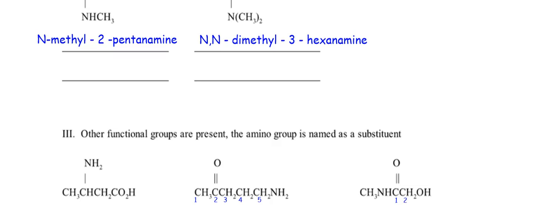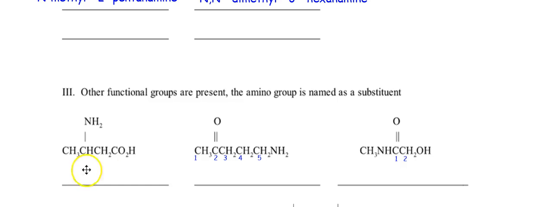So what do you notice in the first one? What functional group would have 2 oxygens and a hydrogen? Isn't that a carboxylic acid? So how many carbons are in my carboxylic acid? I got 1, 2, 3, 4. Well, that's a butanoic acid. So where is my amine group? It's on carbon, excuse me, number 1, 2, 3. So it's 3-aminobutanoic acid.